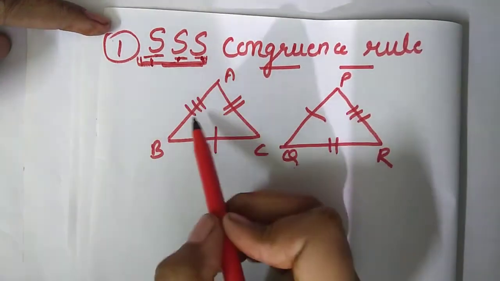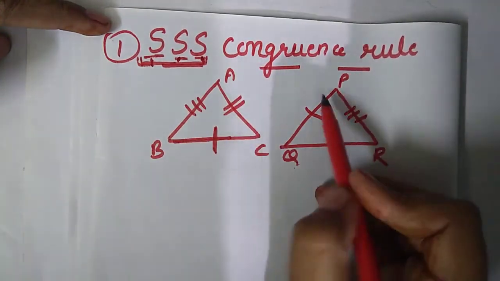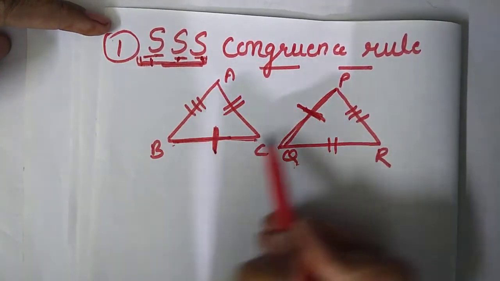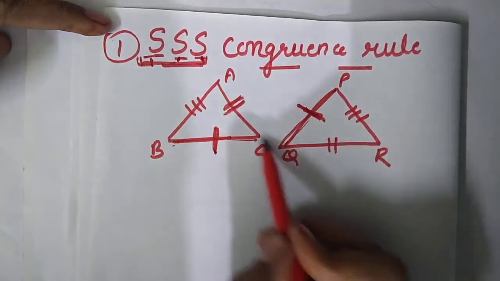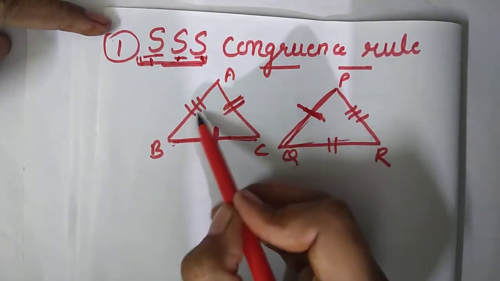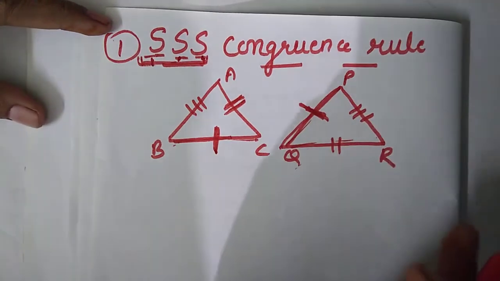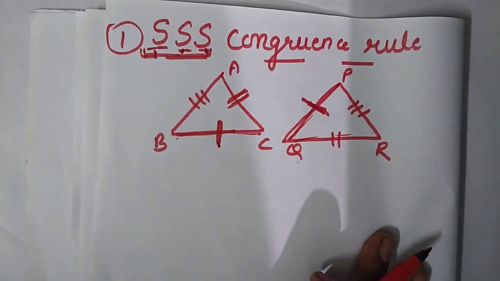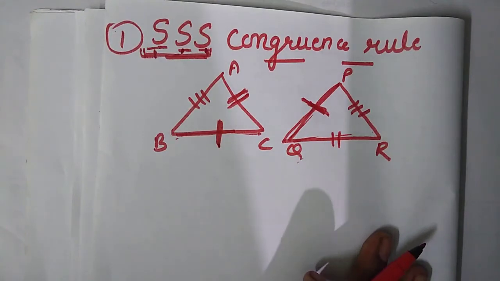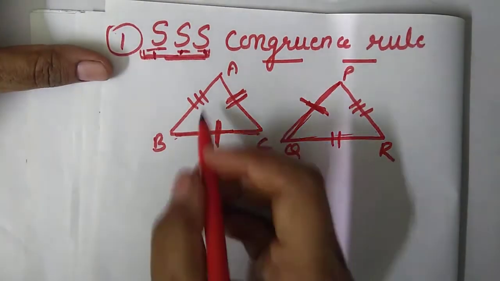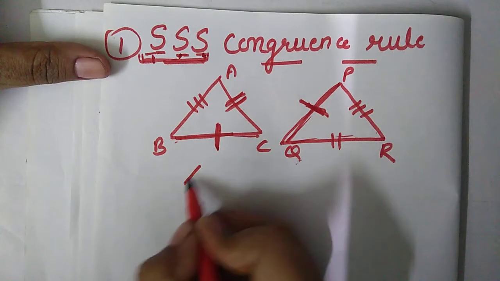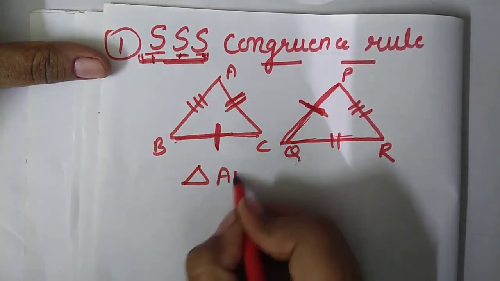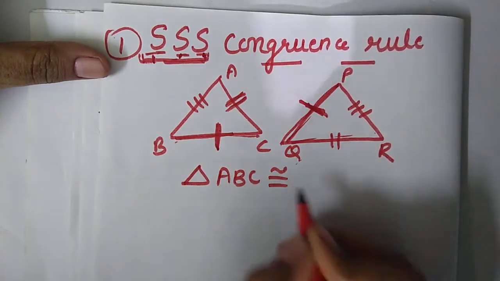As this side BC is equal to PQ, because there is one mark here and one mark here, so this is equal to this. This side is equal to this side and this side is equal to this side. So by the SSS rule they are congruent. Now how will you write the name of the triangles in symbolic form? First let us write the name of one triangle in any way. So let it be ABC is congruent to.